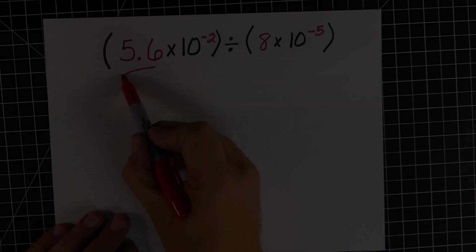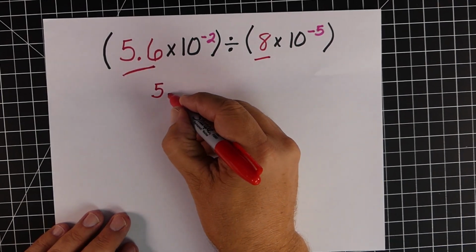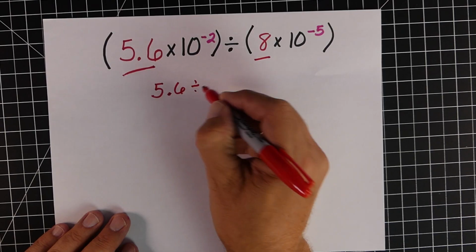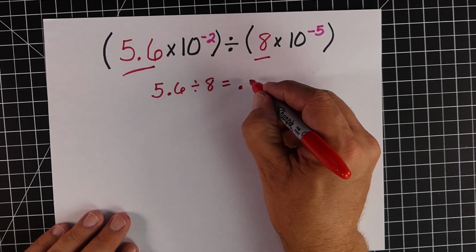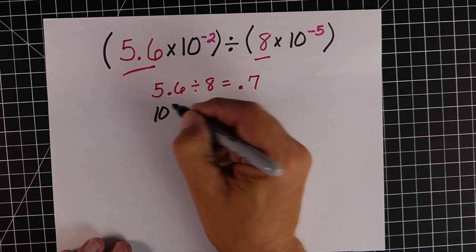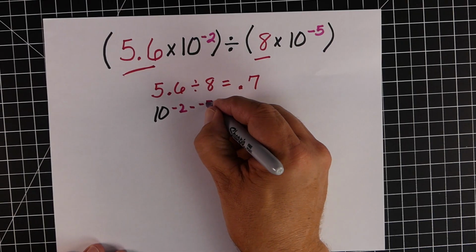All right, last example, example number 6. So we got our problem again, 5.6 times 10 to the negative 2nd divided by 8 times 10 to the negative 5th. Divide our coefficients. So divide 5.6 divided by 8. When I do that, I get 0.7. And then we're going to subtract our exponents.